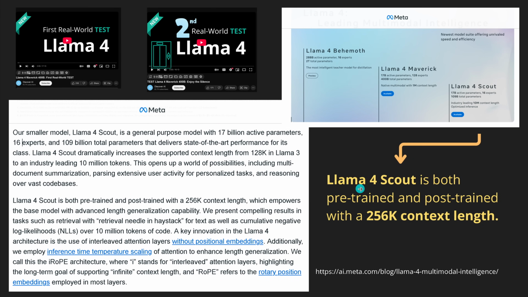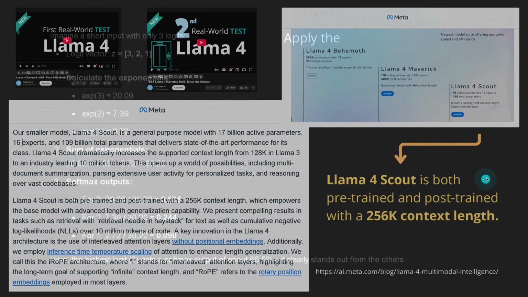But you know what? Llama Scout was both pre-trained and post-trained, not with 10 million context length, but with 256,000 context length. And I was now interested in how is this possible? If the system inherently only has 256K, how is it now possible to have 10 million? Now, it is easy. Let me explain.